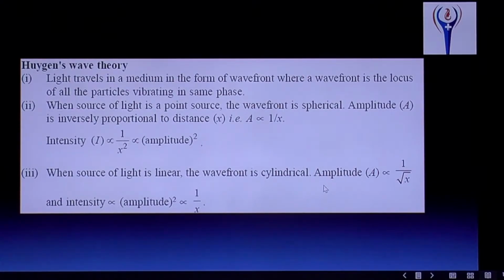For a point source, the wavefront is spherical in shape, and for a linear, straight-line source, it means cylindrical shape. For this also, amplitude is inversely proportional to x, but to the square root of x. Amplitude is inversely proportional to the square root of x, and intensity is proportional to amplitude squared, therefore proportional to 1/x. Intensity is inversely proportional to distance. Okay, noted?